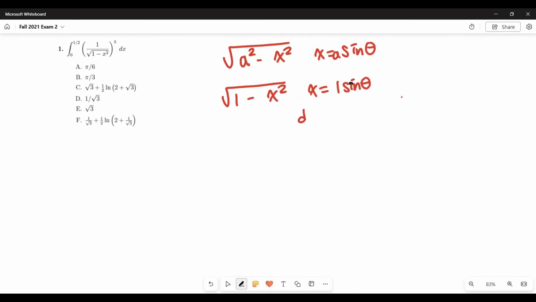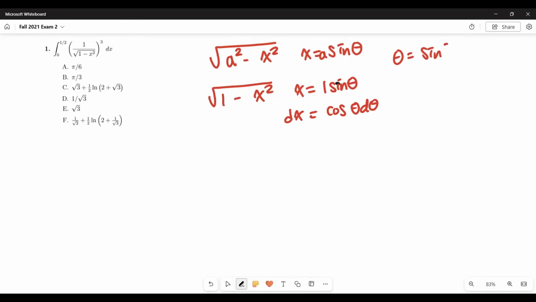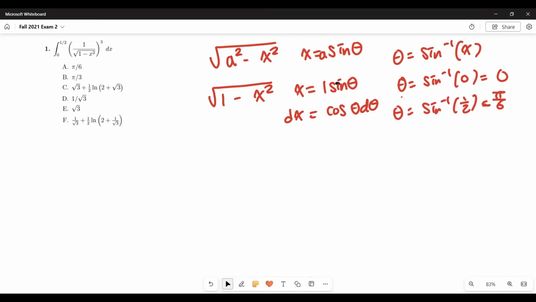Okay, and then let's find the derivative of that. The dx would be just cosine theta d theta. Cool. And then you have to find the points. Since x equals sine theta, theta would be sine inverse of x. So if x is 0, theta equals sine inverse of 0, which is just 0. Theta equals sine inverse of 1/2 is just pi over 6. So we found the upper and lower integral limits, right?